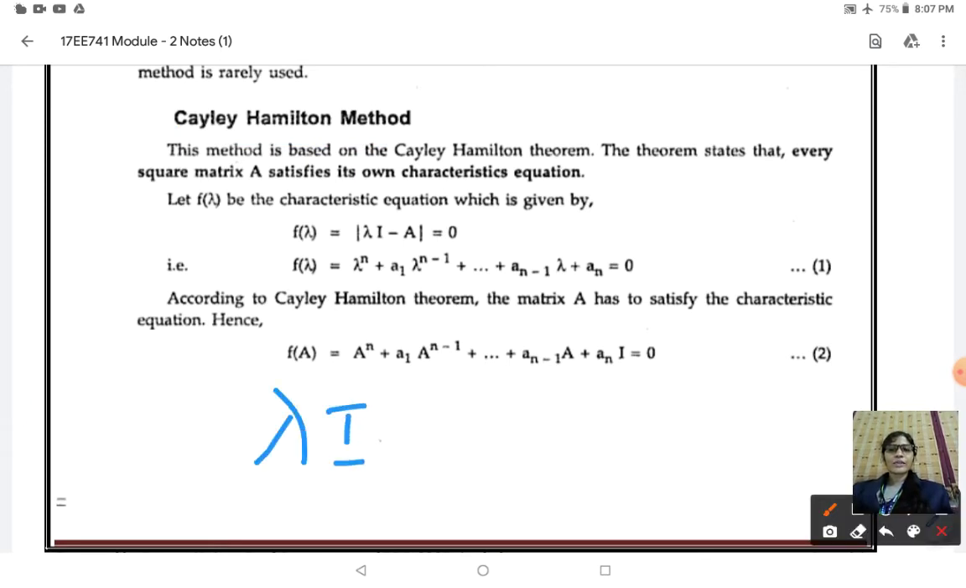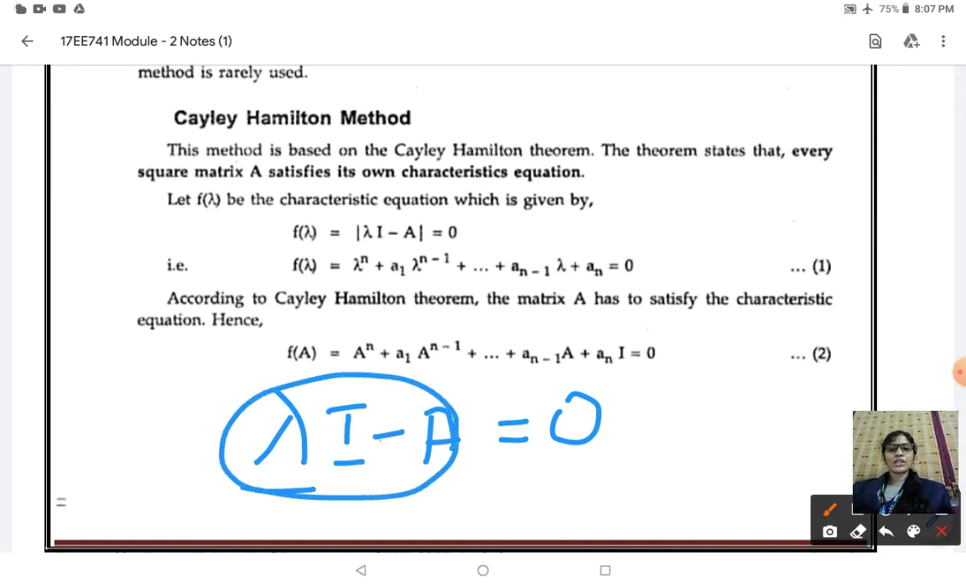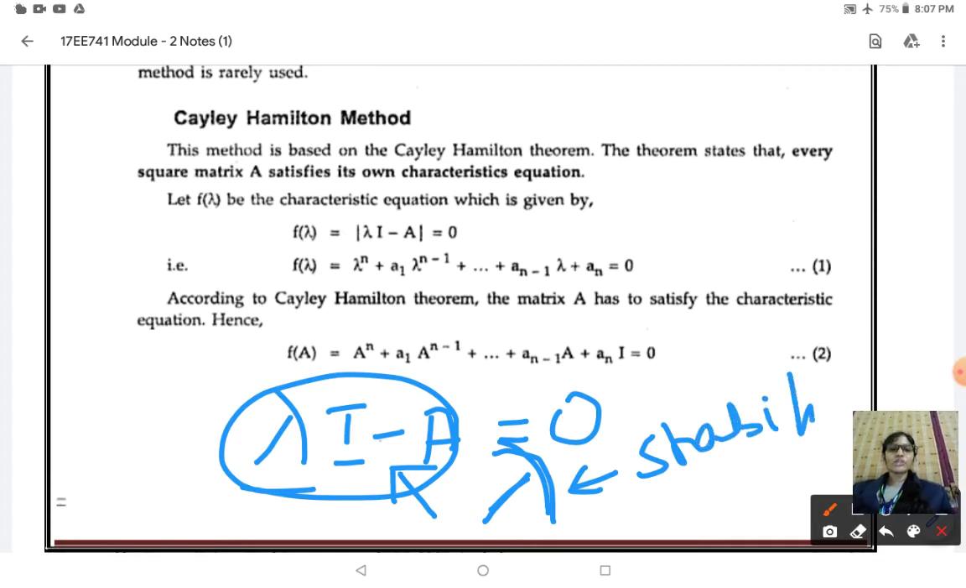It is lambda I minus A equal to 0, because an equation can be framed only if you substitute lambda I minus A equal to 0, and the roots of this characteristic equation will give the eigenvalues. The eigenvalue is represented by the term lambda, and this value will define the stability of the system. So these are already known terms.